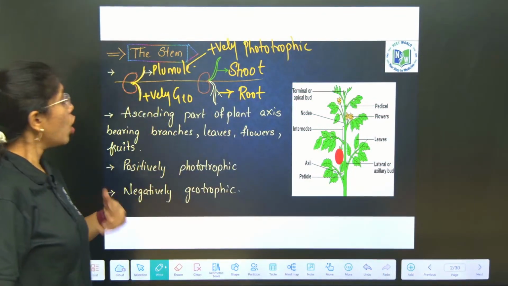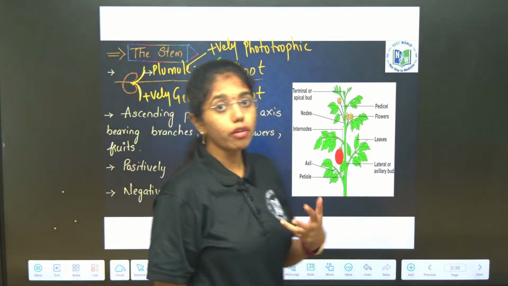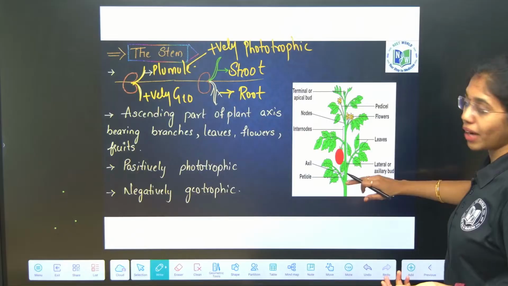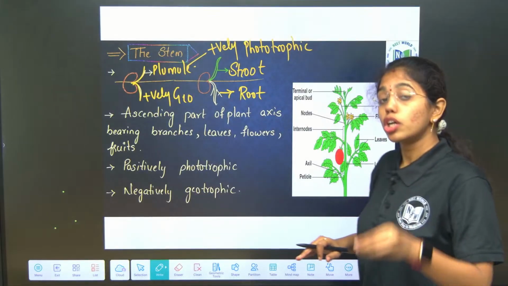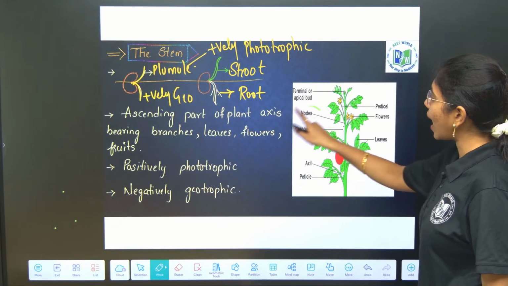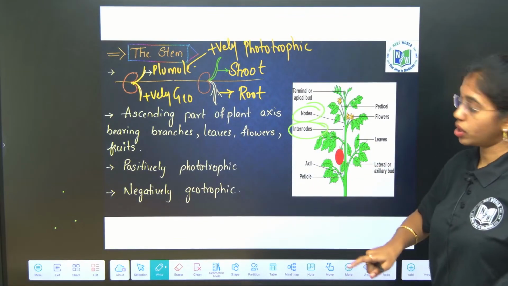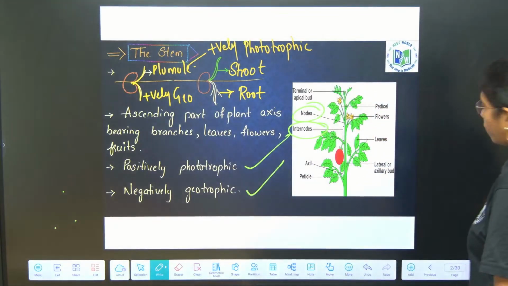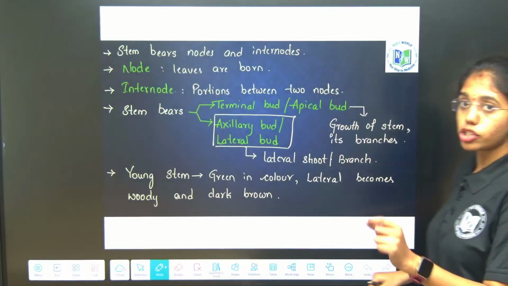This is clear, right? What are the characteristic features of shoot system? Shoot system is nothing but the ascending part of the plant axis. Unlike root, shoot bears leaves, flowers, fruits, and it also has nodes and internodes. This is positively phototrophic and negatively geotrophic. And then here you see it bears nodes and internodes.